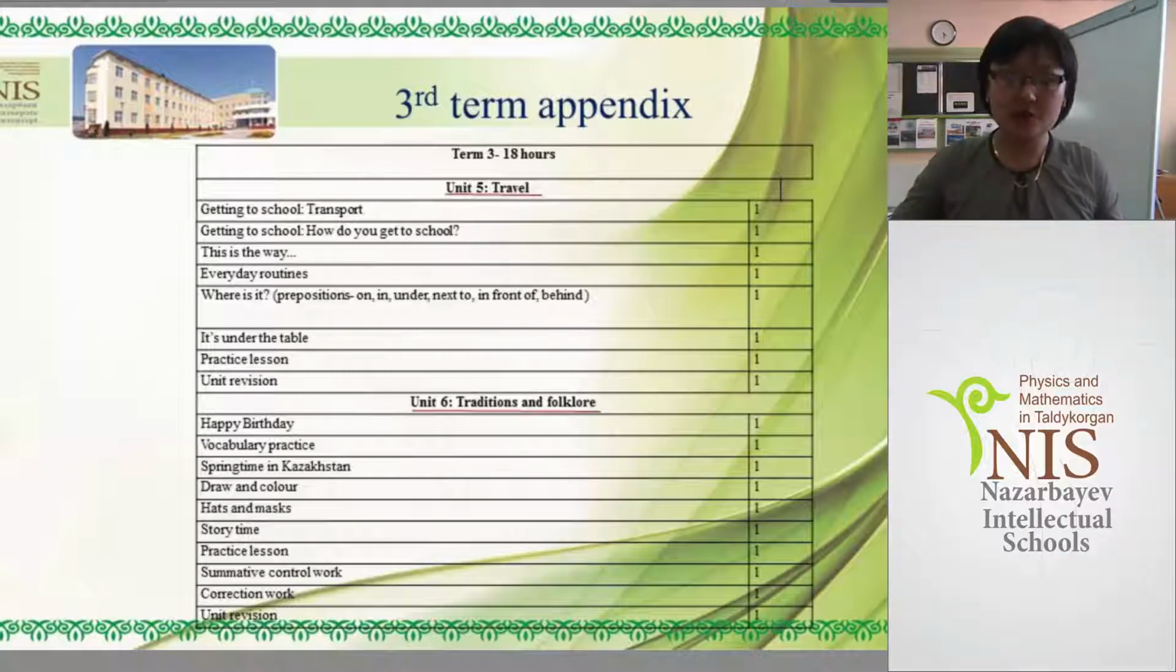So, next, term 3. Term 3 covered units 5 and 6. In these units, we talked about everyday routines. We practiced the question where is it. Also, we practiced prepositions. We had a very nice topic, happy birthday, and we drew, colored, and made hats and masks. That was really fun.